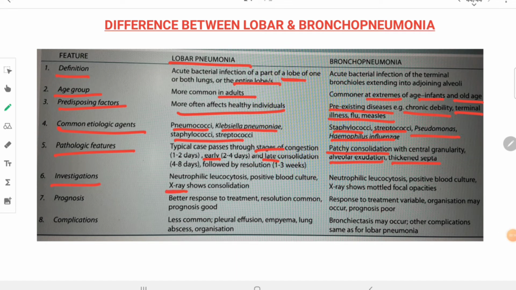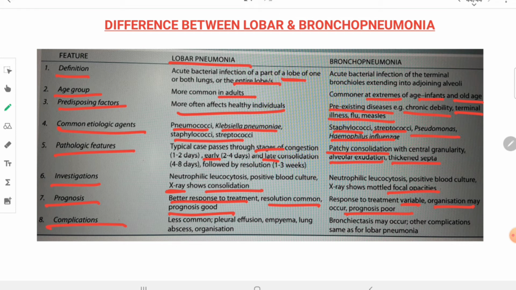Investigation. If you do an X-ray, then in lobar pneumonia the entire lobe is consolidated, while in bronchopneumonia focal consolidation is seen. Prognosis. Lobar pneumonia has a better response to treatment. Resolution is common. Prognosis is very good. But in bronchopneumonia, the response to treatment is variable. Organization can occur and the patient can have a poor prognosis.